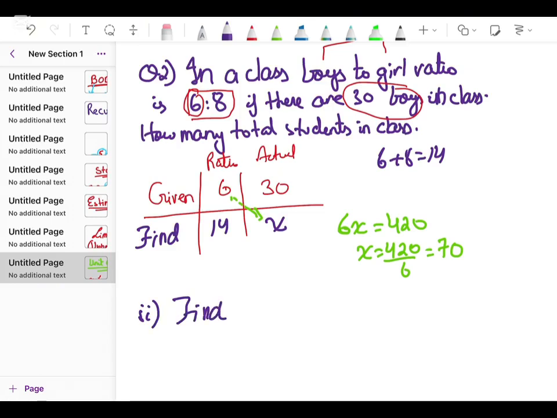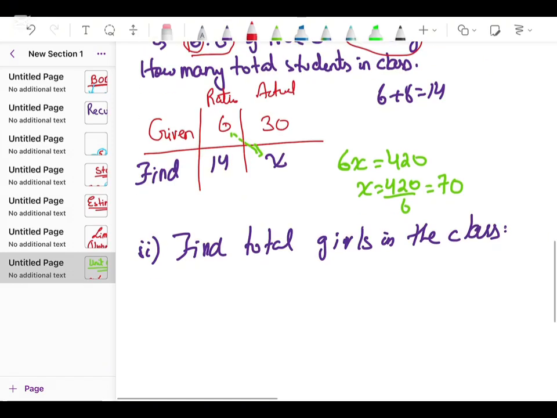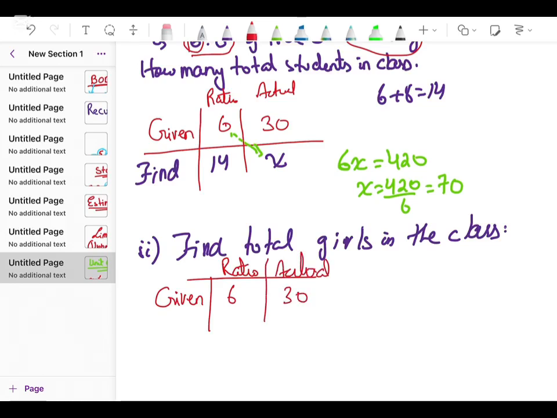Find total girls in the class. Now I need to find out the girls. Data will remain the same. So in the given, I have 6 boys, the ratio of boys is 6, and the actual value is 30. Now what I need to find out is the girls.